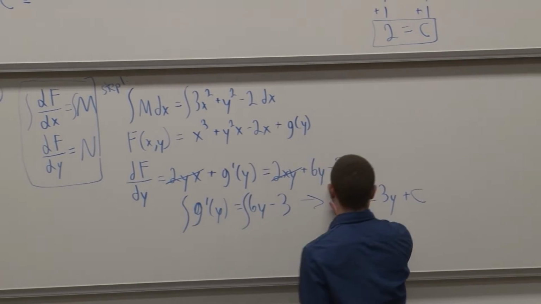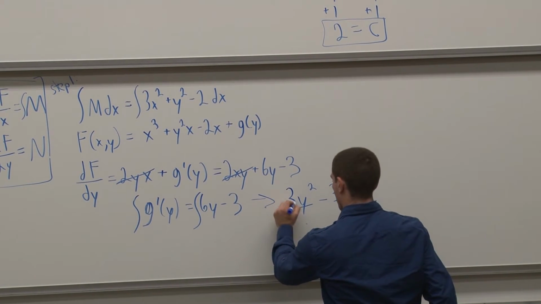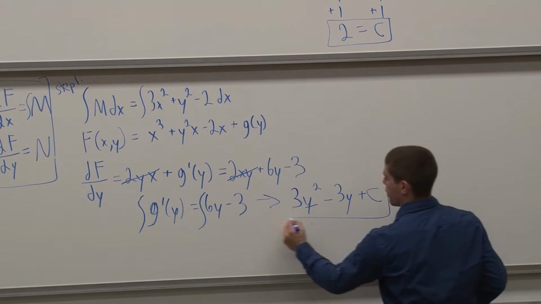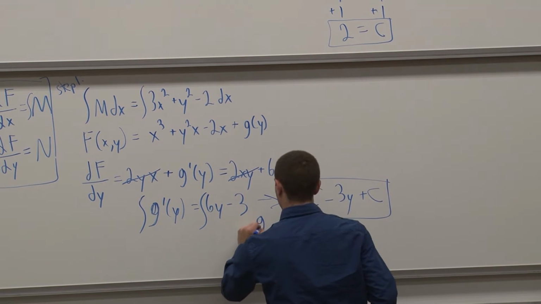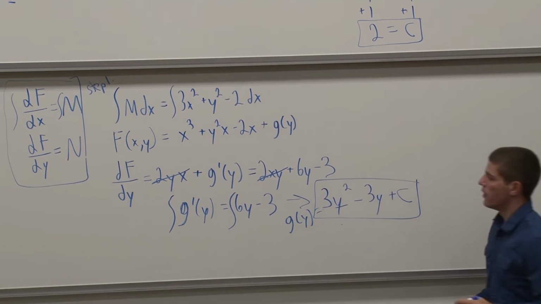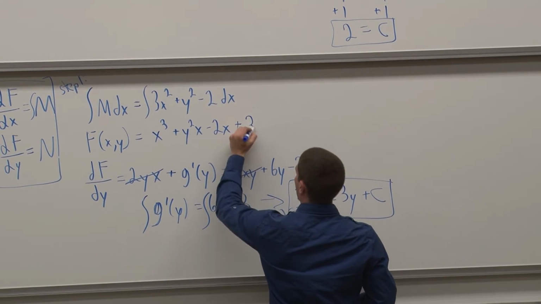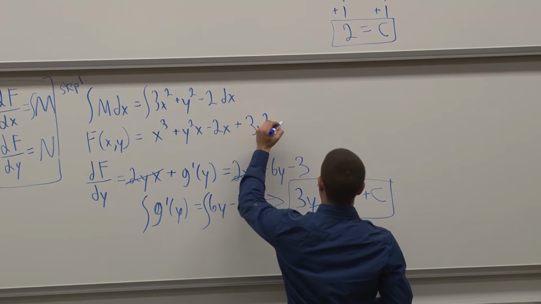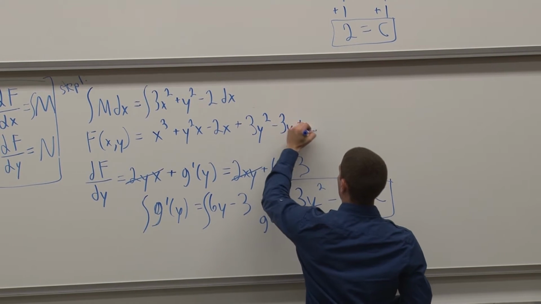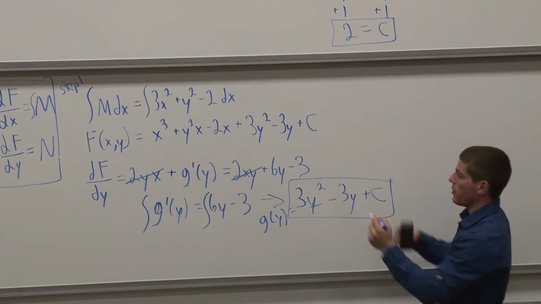This is always going to be 3. OK, so there is your g of y. Now we can just take out this g of y, and we're going to put in 3y squared minus 3y plus c. All right, so that's the complete answer.